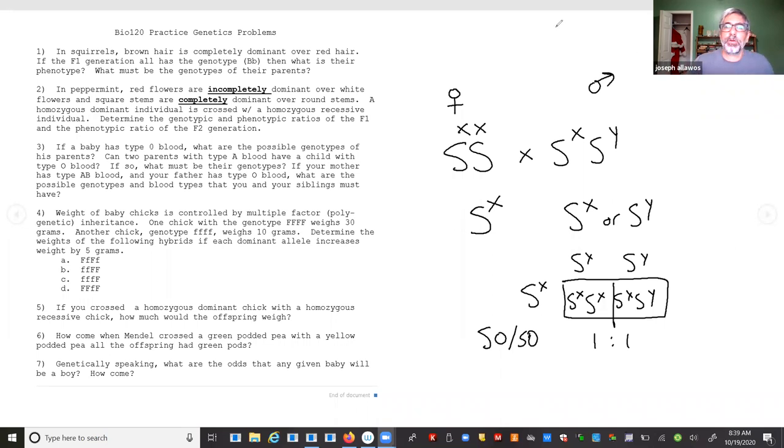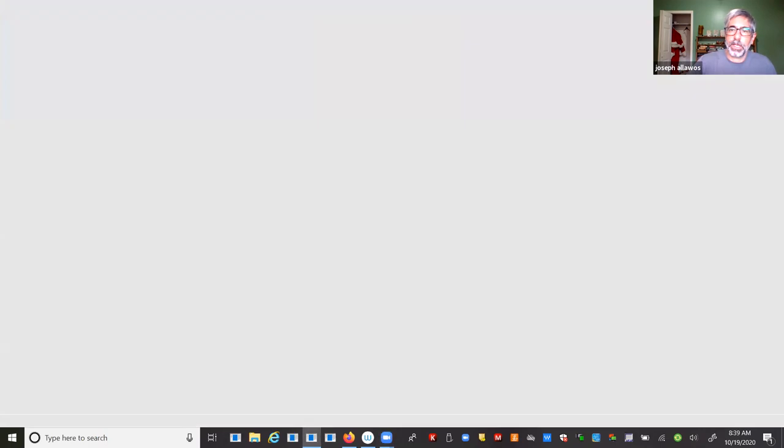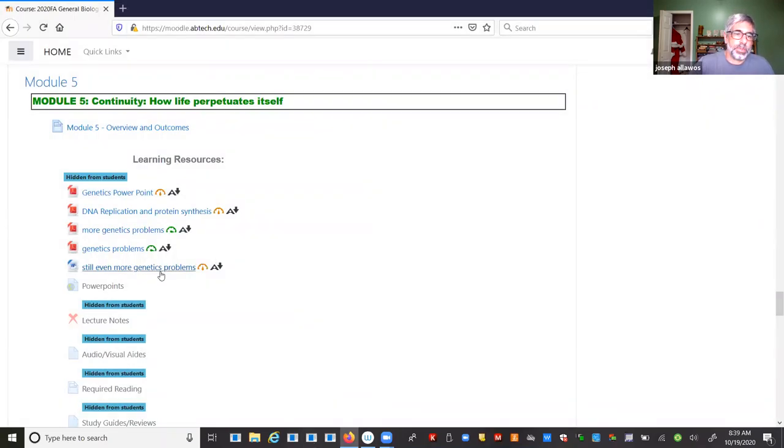So that's great that we made it through that sheet. I'll show you that there are some other sheets. If I can get out of this, let's see. Yeah, this sheet, and now you can see this was the still even more genetics problems, and this sheet is in there as a Word doc, and if you can't open it, I apologize. I can actually make this video available to everyone, so you'll have the sheet in the video. There are these other two.